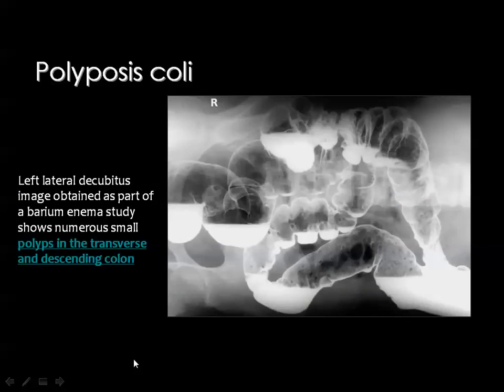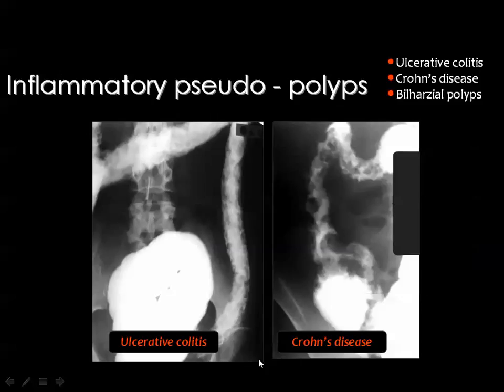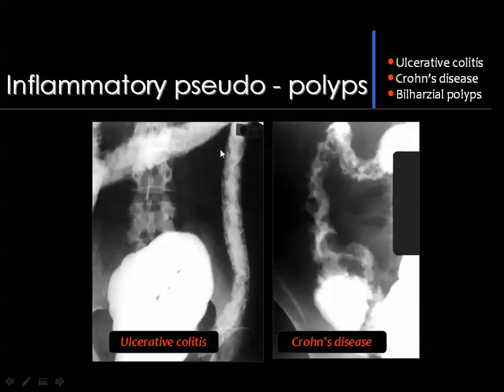In here is a colonic polyposis of whatever nature. You see multiple filling defects or small polyps in the descending colon as well as in the transverse colon. As I have said, you need the help of endoscopy for the diagnosis. The inflammatory pseudopolyps are usually seen in ulcerative colitis and in Crohn's disease.